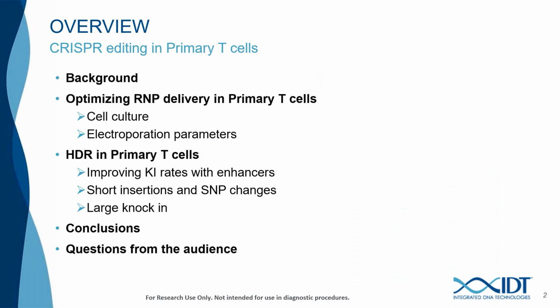And here's an overview of what I'll talk about today. We'll start with a bit of background on CRISPR editing and what it's used for. Then we'll talk about optimizing RNP delivery in these cells, starting with the cell culture itself and some electroporation parameters. Next, we'll talk about methods to improve HDR with various enhancers. We'll talk about short inserts and making SNPs and large knock-in. And we'll wrap up the presentation with conclusions, and finally we'll take questions from the audience and answer as many as we can with the time we have.